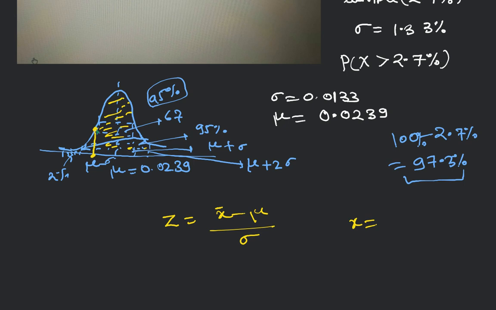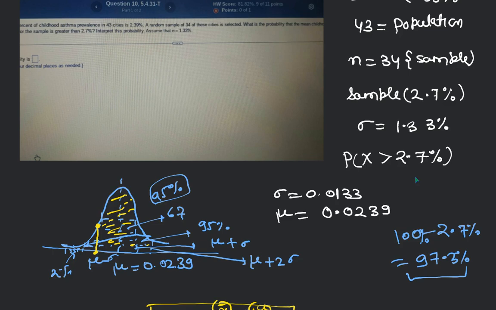So if we know this value, we just put this value here and try to find out Z. This is one way to find out Z, or the other way to find out Z is using the table. So what's the answer for this?